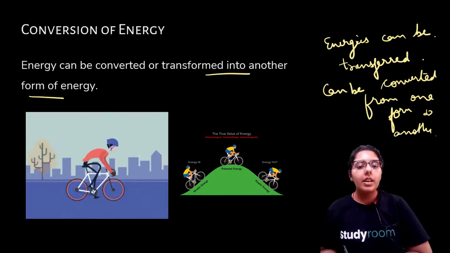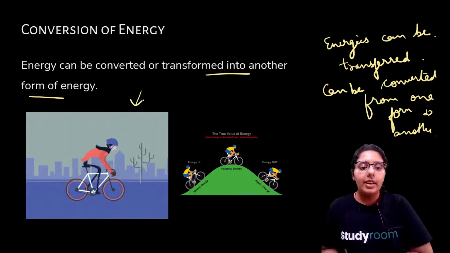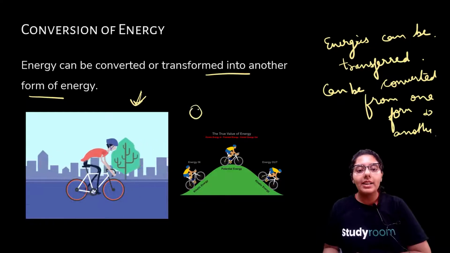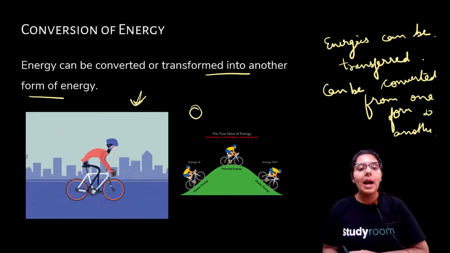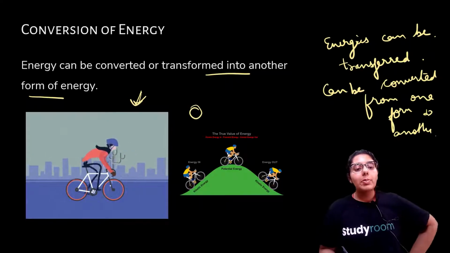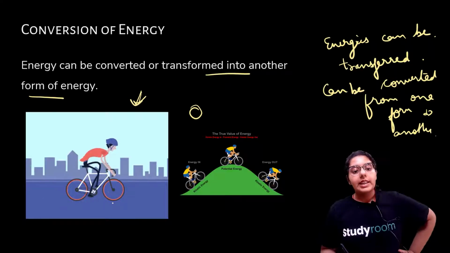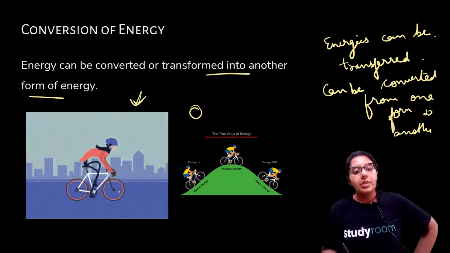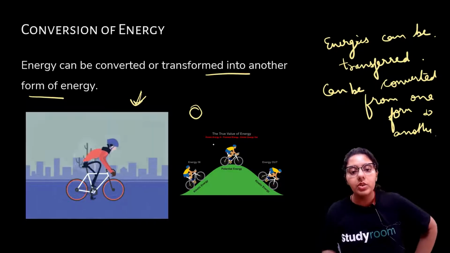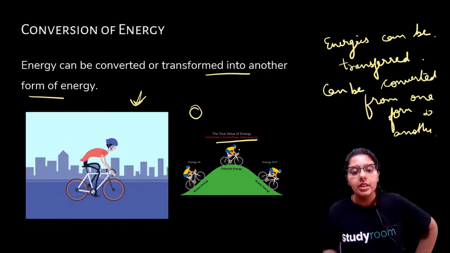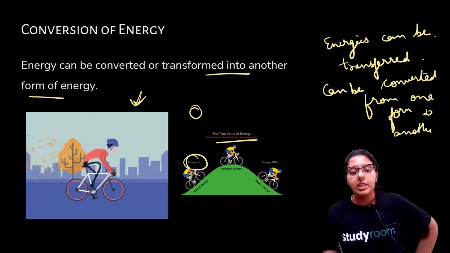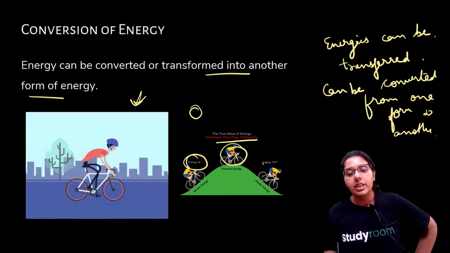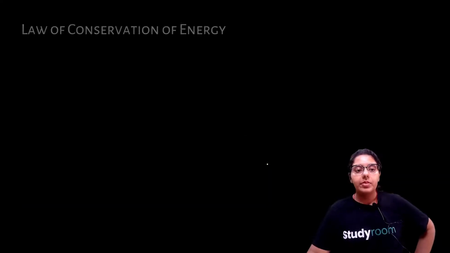For example, have you ever done cycling? Firstly, when you're pedalling, you are storing the potential energy. Then the rims of the wheel move, converting it into kinetic energy. So you see how this conversion occurs. Firstly, energy is stored as potential energy, then kinetic energy, then again potential energy, then kinetic energy.